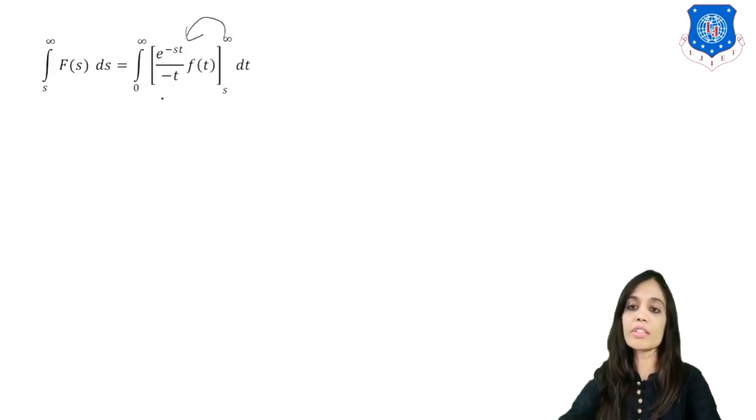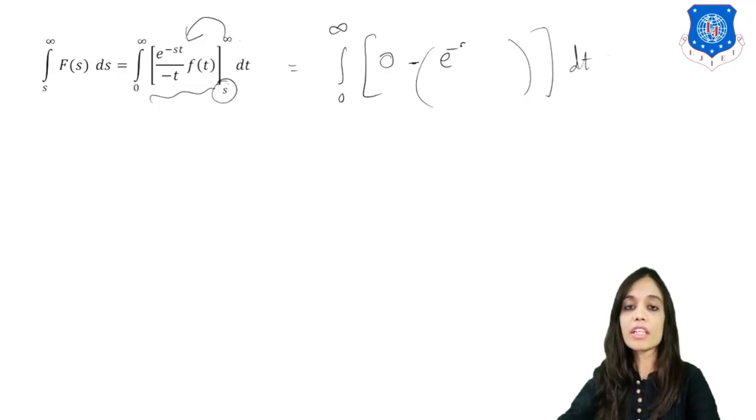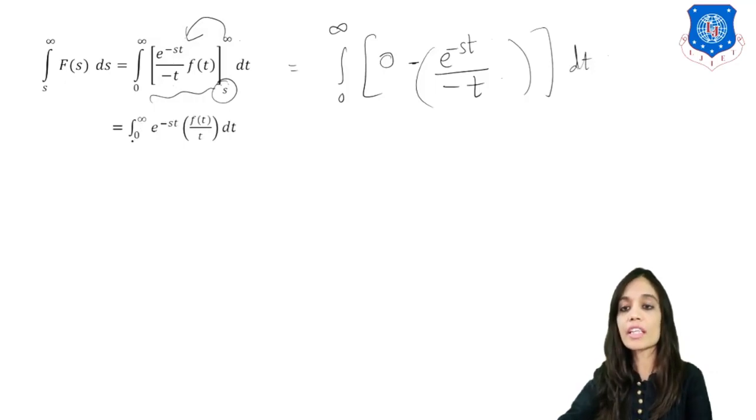Now let us put the limits in this bracket. So what we will get, integration 0 to infinity will remain as it is. This dt also will remain as it is. If you put infinity, e raised to minus infinity will be 0. This minus, now just put s, right? So your answer will be e raised to minus st upon minus t, right? This s we have to replace in place of s only. Fine. So on simplification, what you will get, integration 0 to infinity e raised to minus st f of t upon t, right? So this is what we are getting.